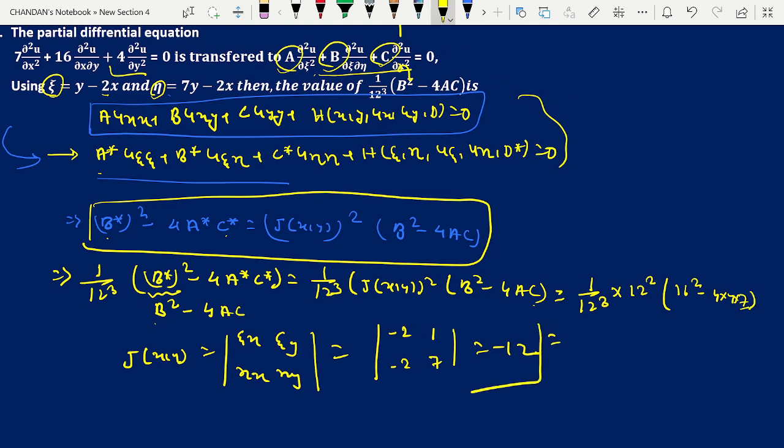Then we solve, then we get 1 by 12, because 12 squared, then we can see 16 squared is 256 minus 112, then 1 by 12 and 144, then we get 12. So this is the correct answer, 12.